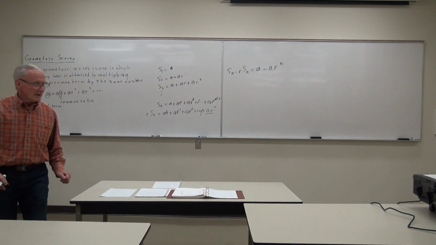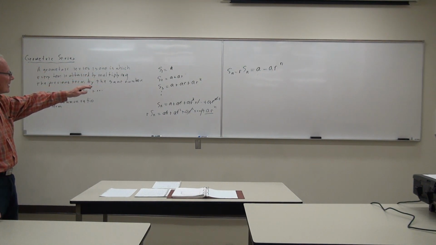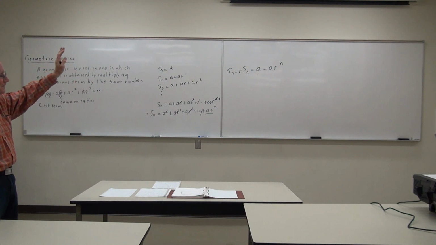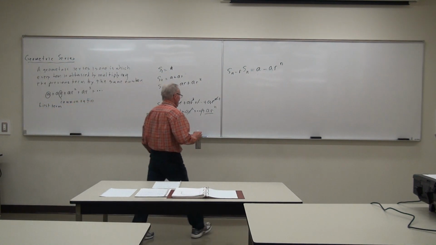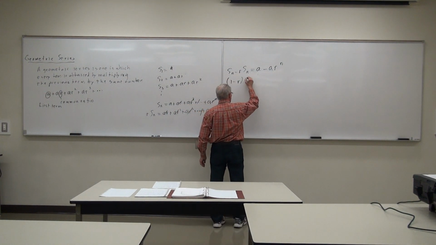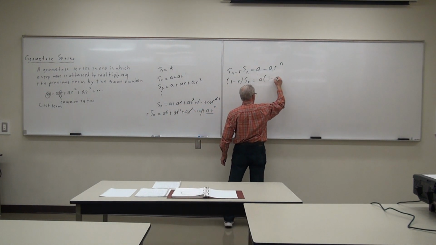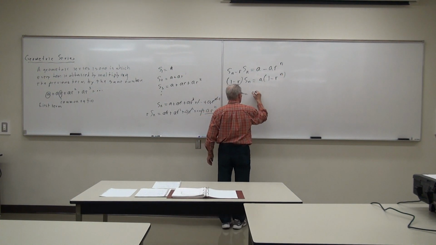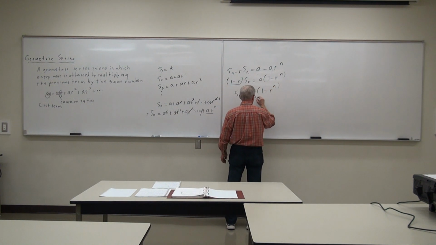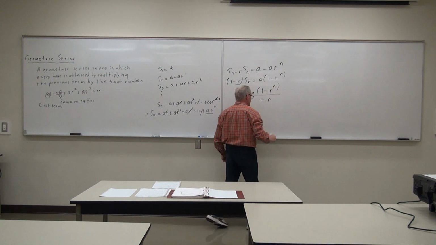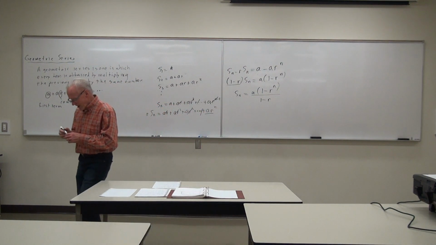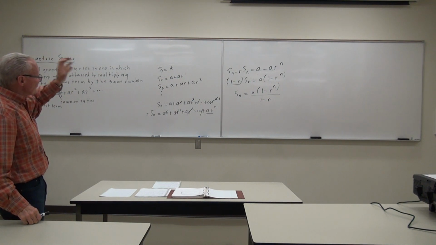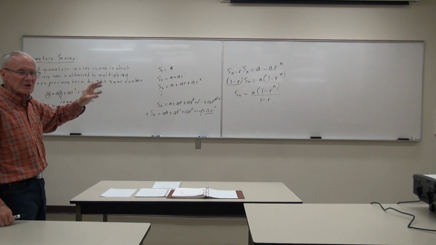So what do I now have? At least now there's no more dots. Suppose I take it on the left, I factor S of N, I go to the right, and I factor out A. Then I would have 1 minus R times S of N equals A times 1 minus R to the N. Let us now divide by that. S of N is equal to A times 1 minus R to the N, over 1 minus R. So there is the sum of the first n terms of the geometric series.